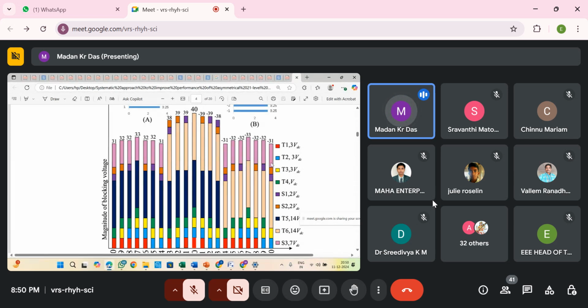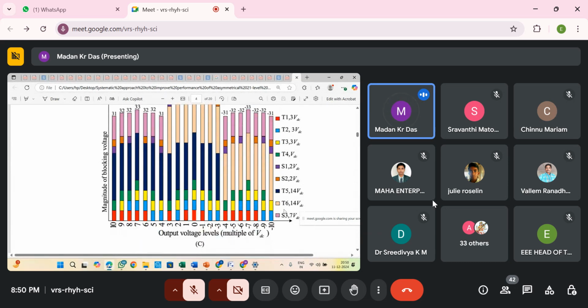So we have mentioned every color. Means T4 will produce VDC. So here VDC we have discussed. S2 will produce 2 VDC, so here S2 is also discussed. S3 will produce 7 VDC, so here S3 is discussed. So every level will be produced.